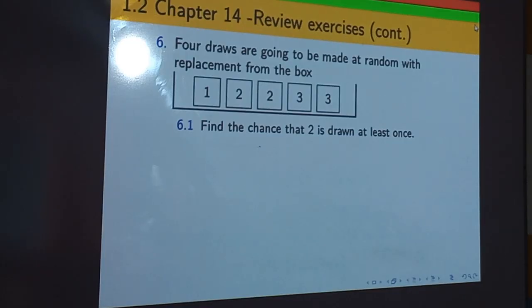So 1 minus that probability, you are calculating getting a number not equal to 2. No, I was talking about getting 2. From the first throw, the chance of getting 2 is 2 over 5.